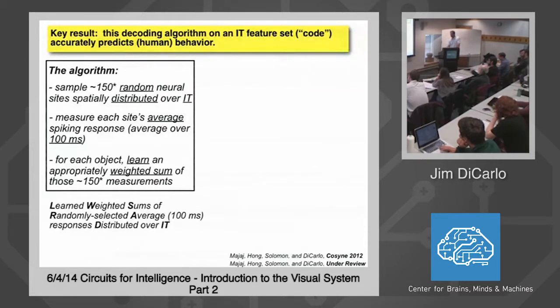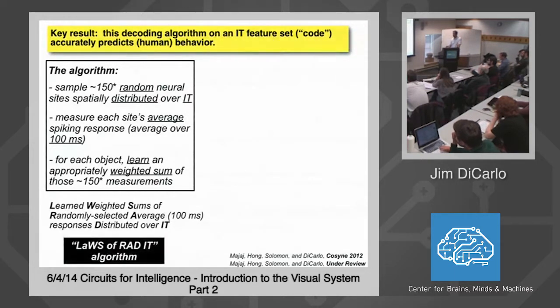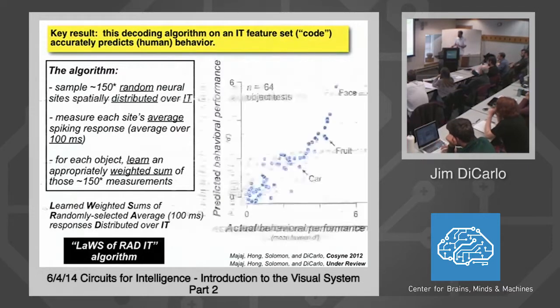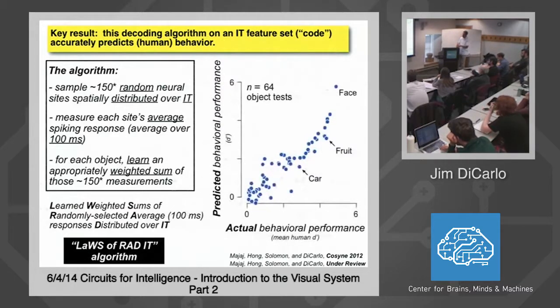And then that, to me, is a big complicated algorithm: a learned weighted sum of randomly selected average 100 millisecond responses distributed over IT. That's what we were implementing as a hypothesis of what's going on, a decoding algorithm. That's still too long for me, so I shortened that with an acronym, LaWS of RAD. For better or worse, that's what I'm going to call all of this going forward. Okay? So it's just an algorithm that has a name. It's not just a hypothesis. It's a specific algorithm.